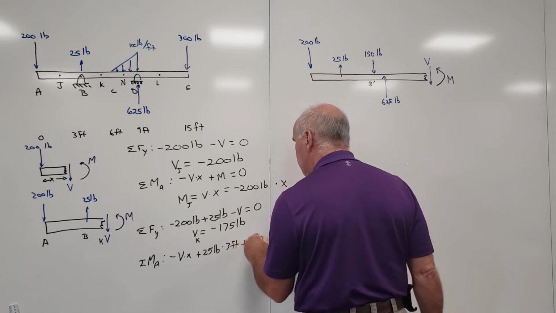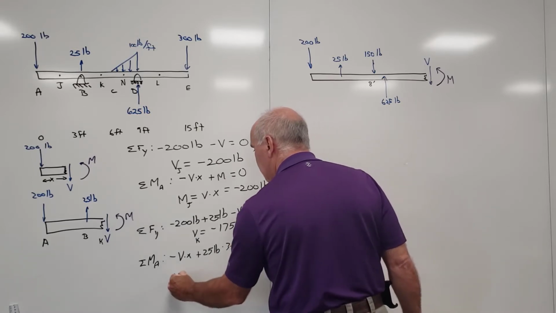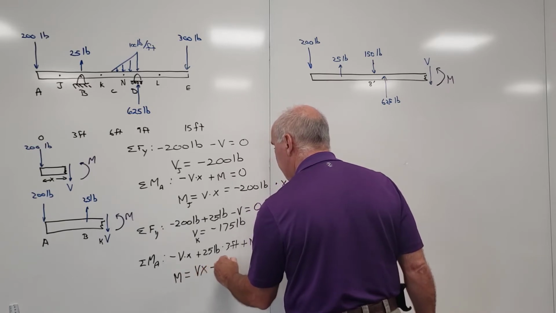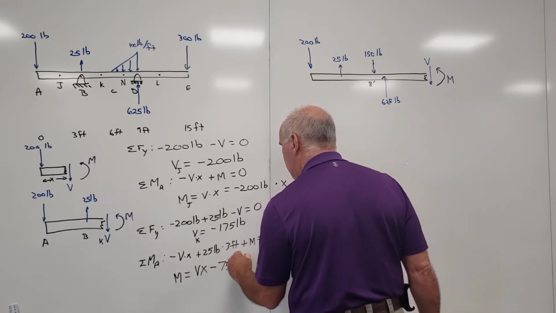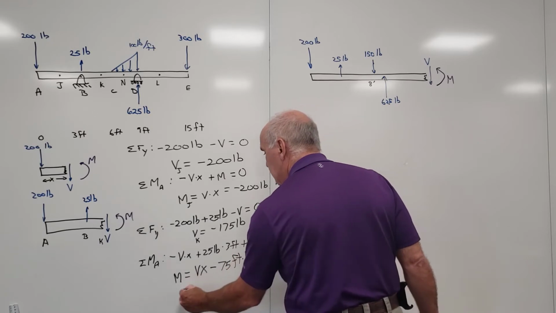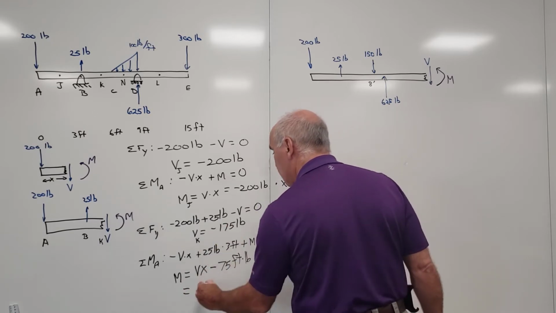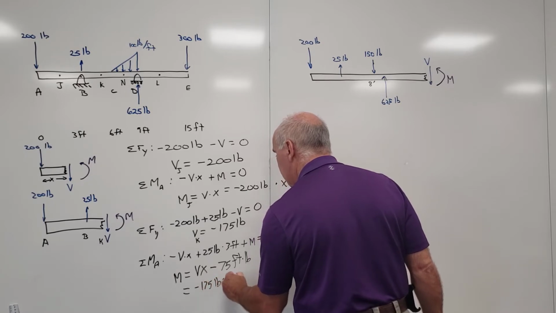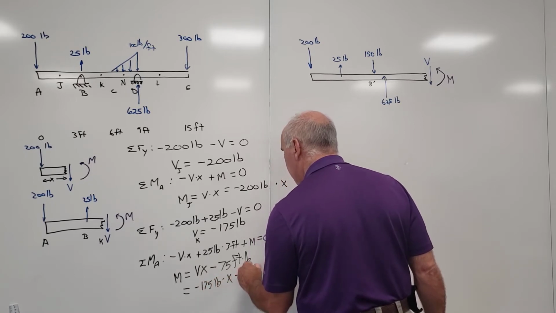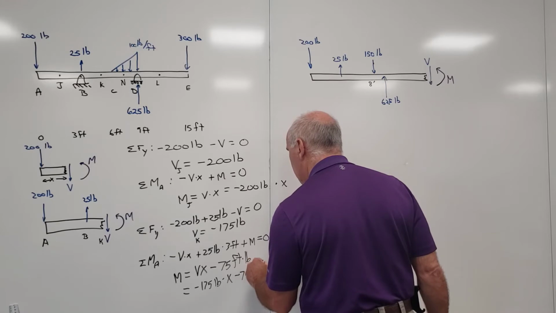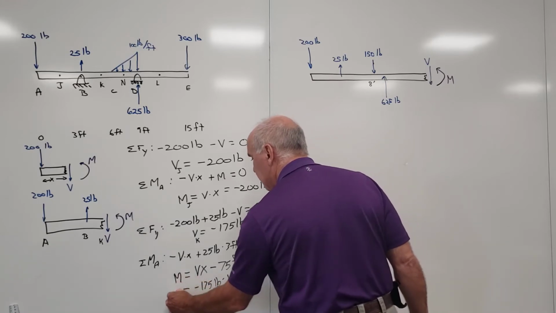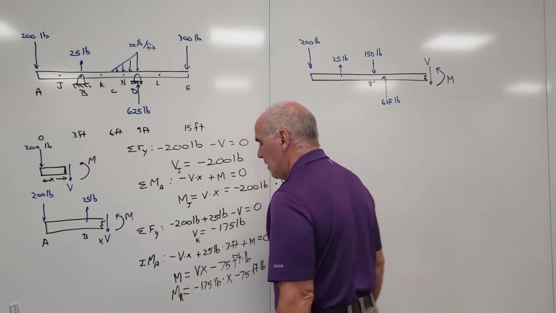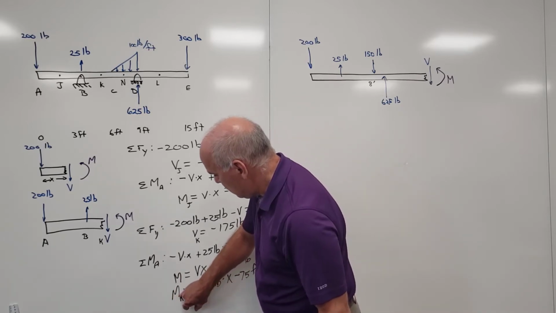Plus M, that's all equal to 0. So M is equal to Vx minus 75 foot-pounds, which is, V is negative 175, so negative 175 pounds times X minus 75 foot-pounds. And I'll go ahead and subscript that M with the letter K. That's supposed to be a K.